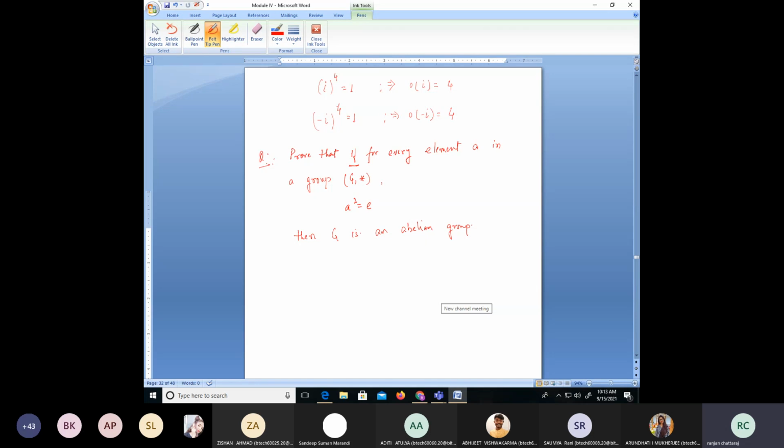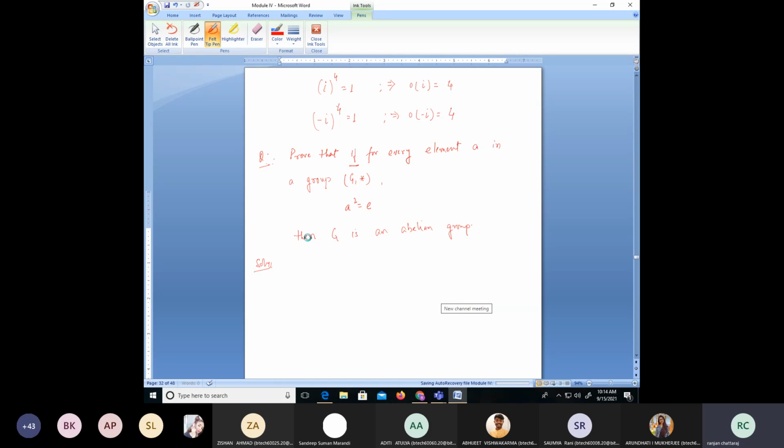A square represents ordinary multiplication here. So how to prove it? This is a binary composition. I'm just giving you the hints, but you have to prove this.